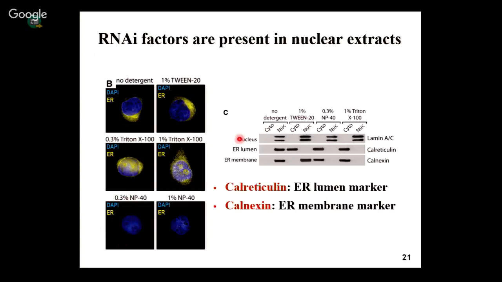And we can see this Western blot data. Calreticulin is an ER lumen marker and calnexin is an ER membrane marker. The data show that there is no ER lumen or ER membrane protein contamination in the nuclear extract.